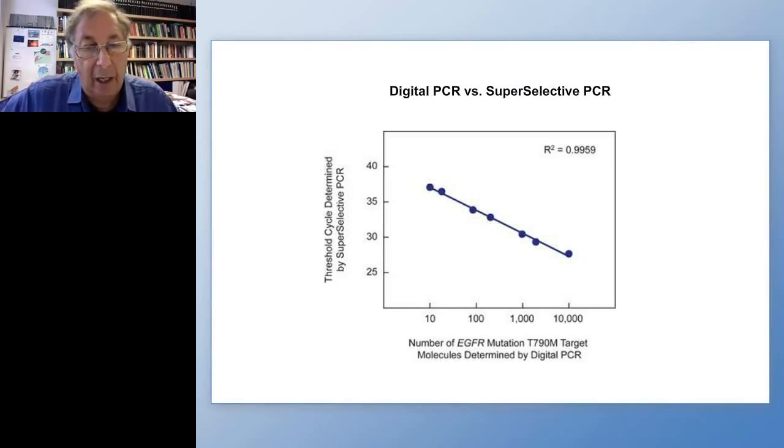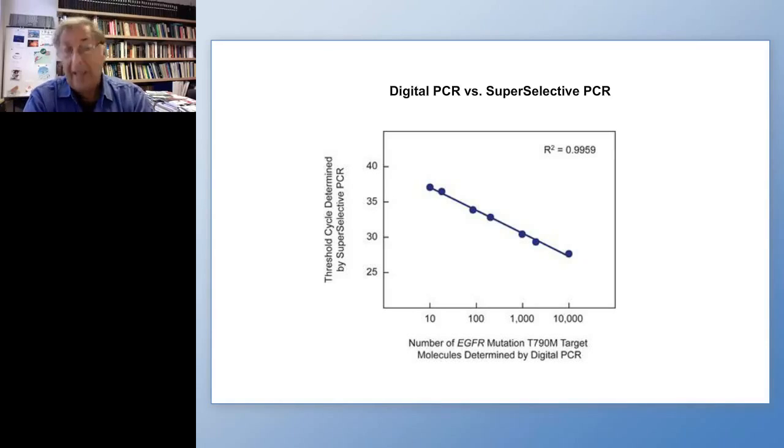One more look is using a different kind of mutation, an EGFR T790M mutation, also associated with cancer. Our colleagues at a company, Molecular MD, prepared samples that contained fragmented whole genomic DNA from wild-type human cells, and also fragmented whole human DNA from mutant cells, which contain the T790M mutation. And they used these samples to determine the number of T790M target molecules in each sample by droplet digital PCR.